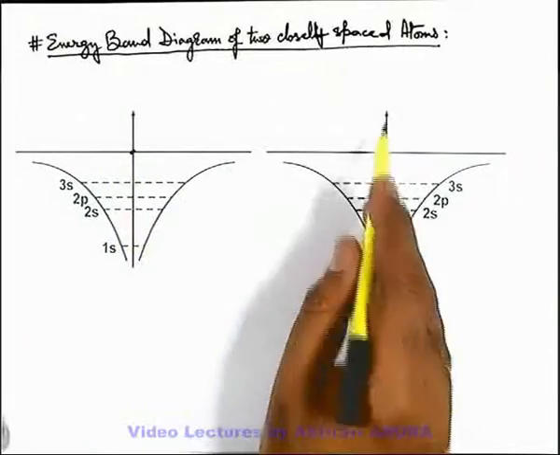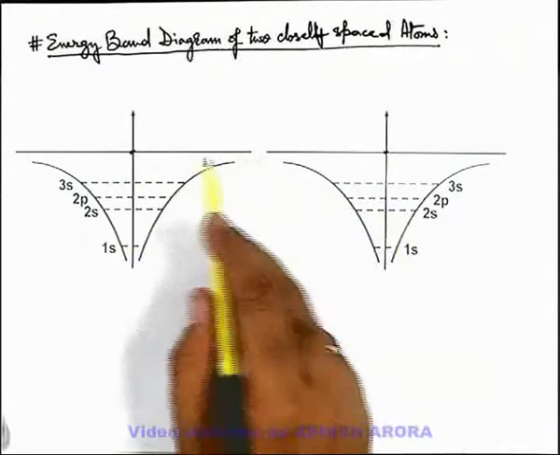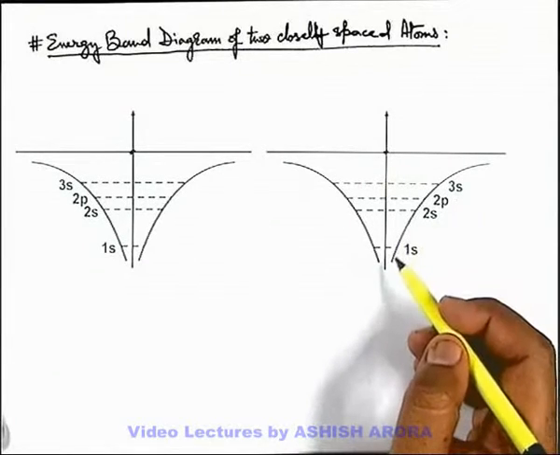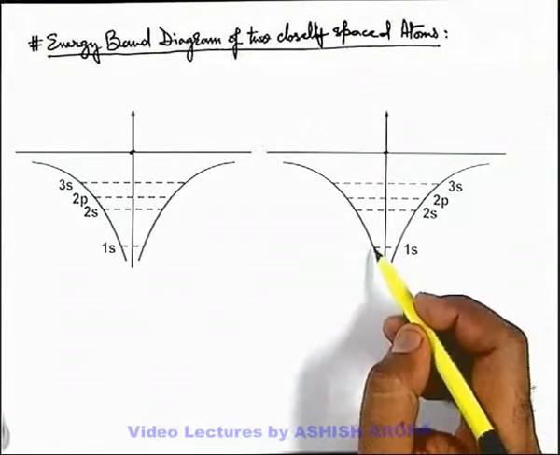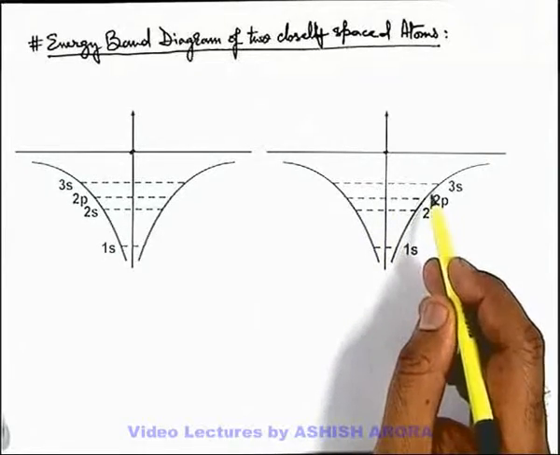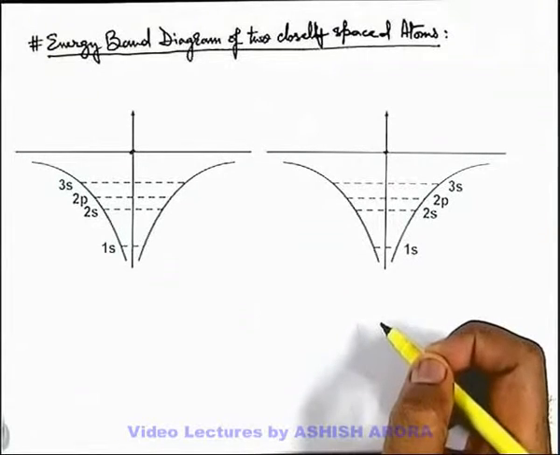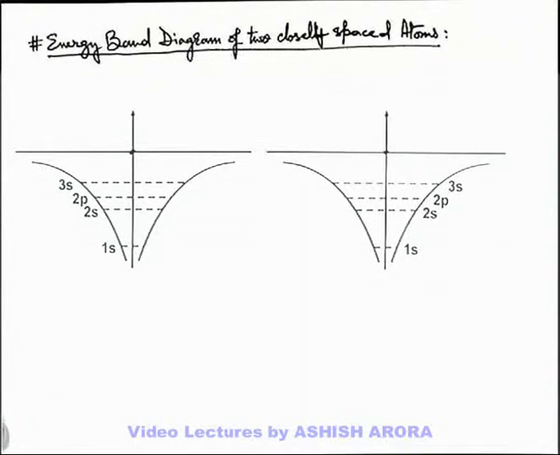So here the y-axis is representing the potential energy, and on the x-axis we are talking about the distance of the electron from the center. And here these dotted lines are representing the energy levels for the orbitals 1s, 2s, 2p and 3s respectively. Now let's see what happens when the two atoms are brought close to each other.